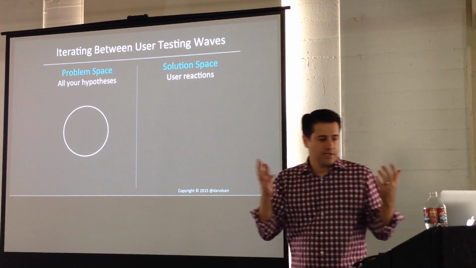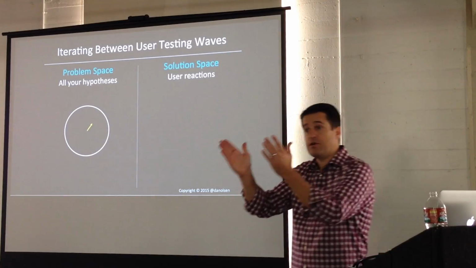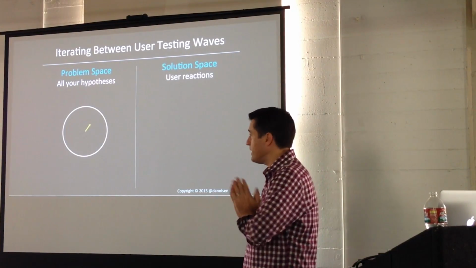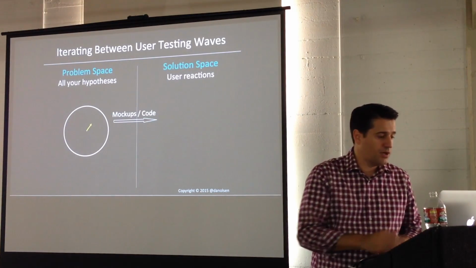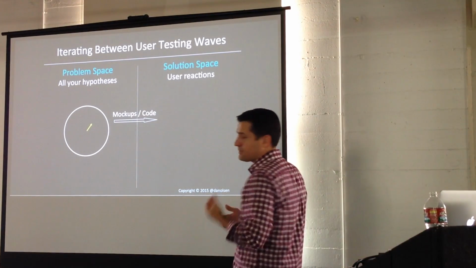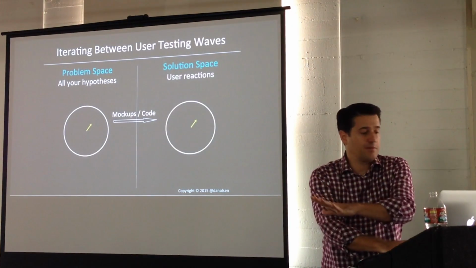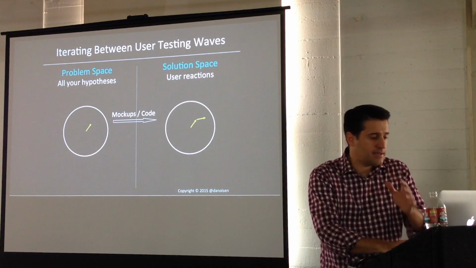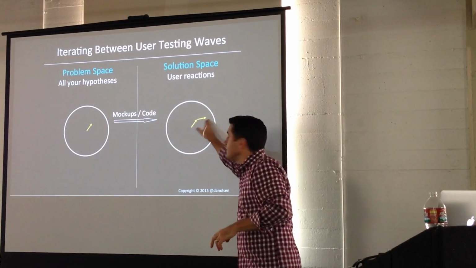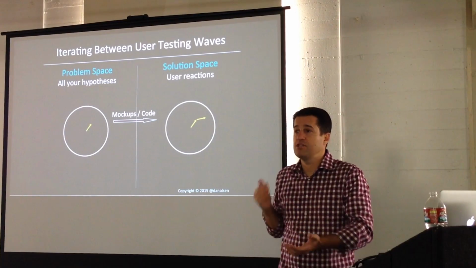Now what I like to picture is, we're heading in a certain direction. Based on all of our hypotheses and assumptions, we're heading in a certain vector, like a product vector. And so then we build a prototype or we code a product to test with users, and then we show it to them in Solutionspace. And then we get feedback, and they go, yeah, I like this, but I don't like that. And they give you feedback, and you change. They give you some feedback that changes your direction.